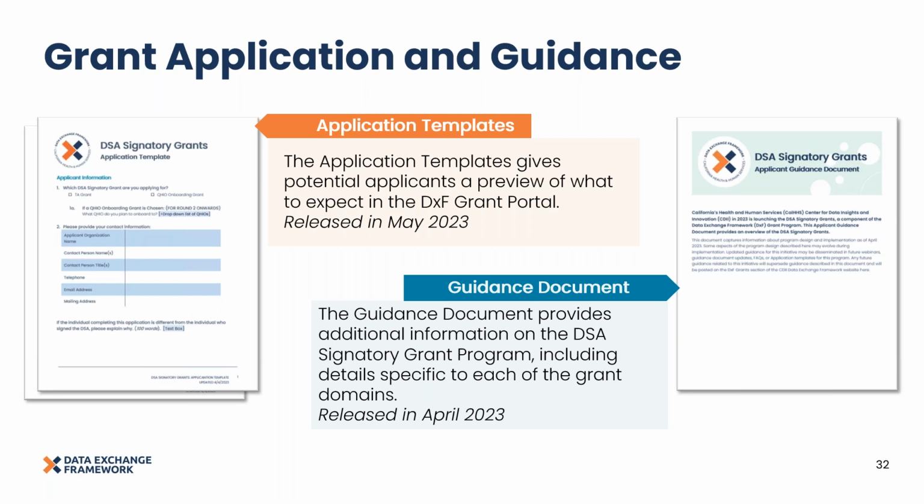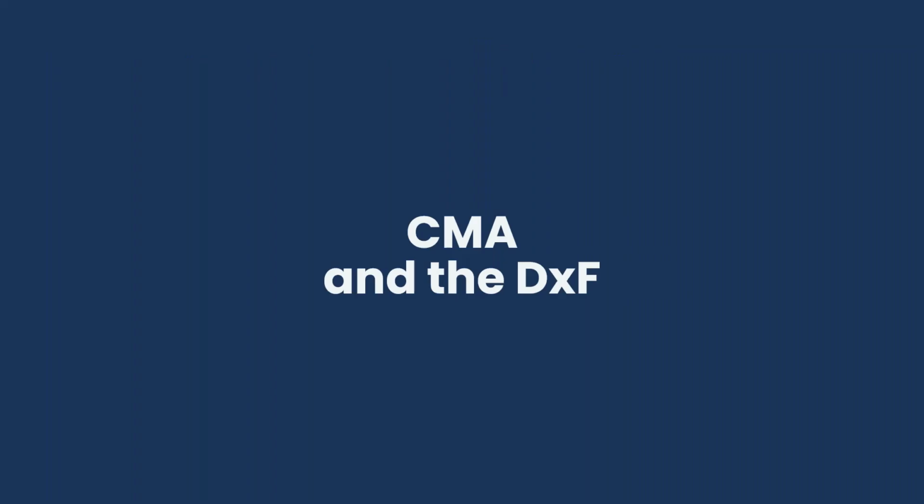And then we have a signatory grants guidance document. So it's a little thick, it's a little detailed, but I've seen longer documents. It's about 40 pages long. And it has a lot of different information in it about the grants program. So those are two resources that you can find on our website.